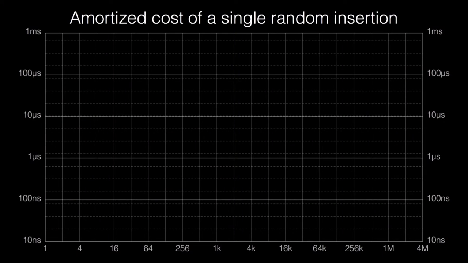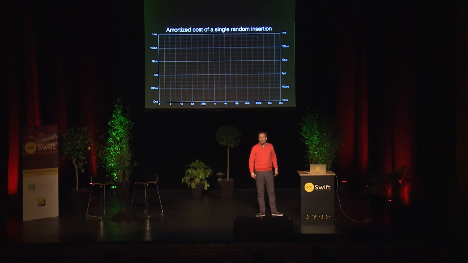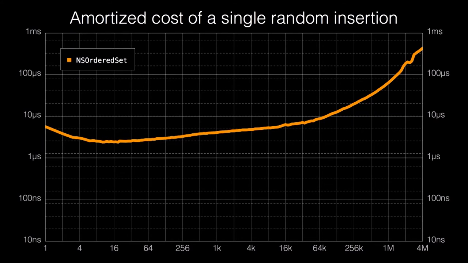So what we are going to look at is the time it takes to do a single insertion on average, based on the size of our sets. Okay? And we are going to use a logarithmic axis on both axes, horizontally and vertically. So every time we go one step to the right, we increase the size of the collection by 2 times. And every time we go up one level, we double the execution time. So here is what NSOrderedSet looks like.